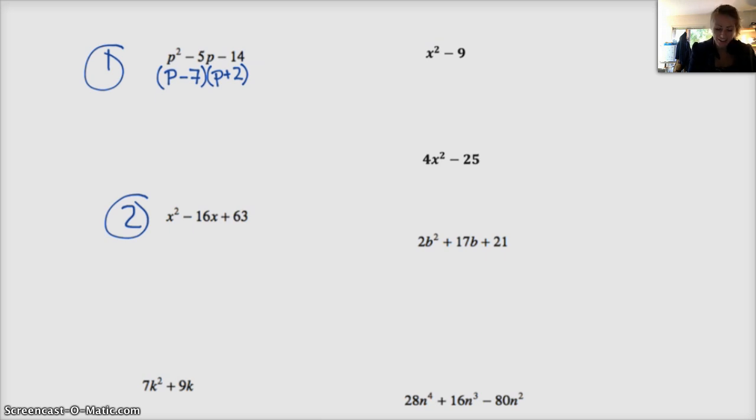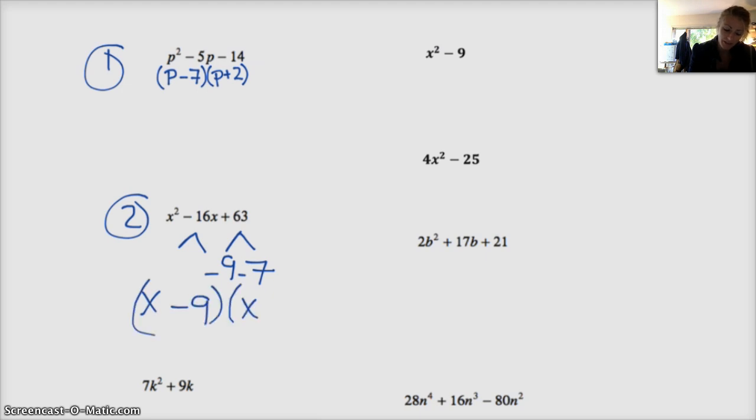Okay, what multiplies to 63 and adds to negative 16? Well, 9 times 7 is 63, and if you add 9 plus 7 you get 16, but we need a negative 16, so it's going to be a negative 9 times a negative 7, because a negative times a negative is a positive, but adding a negative plus a negative, that's a negative. Okay, so that's going to work. So then you just end up with x minus 9 times x minus 7.